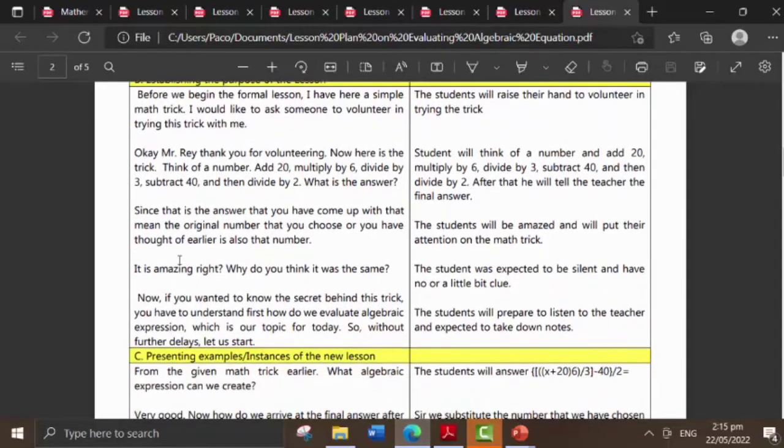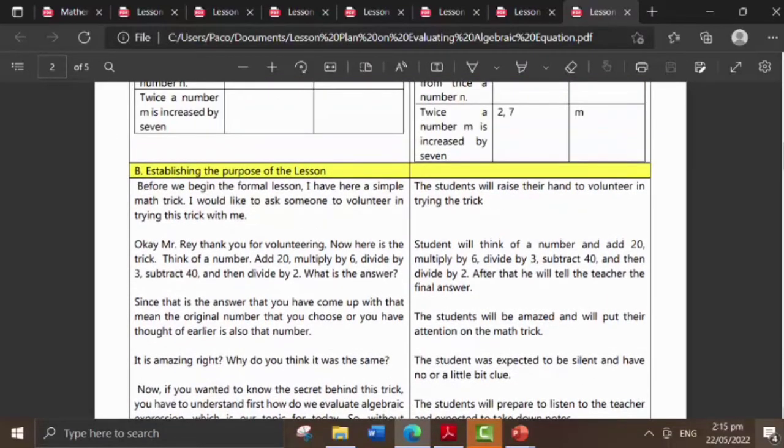Other than this trick, you can also prepare games like 4 pics 1 word, a guessing game, arranging jumbled letters to form the word, finding the missing words, or other forms of activity to motivate the students. You can also post a video to start the lesson as your motivation or for establishing the purpose of the lesson.